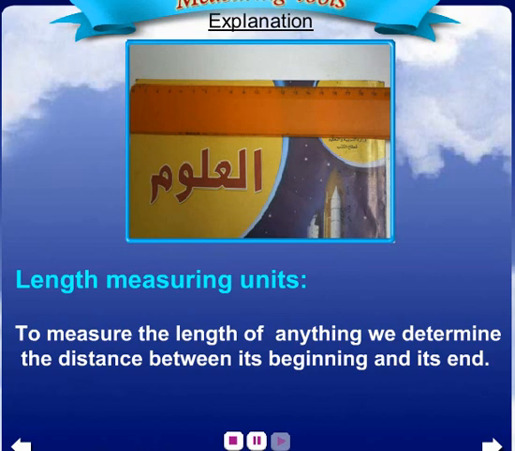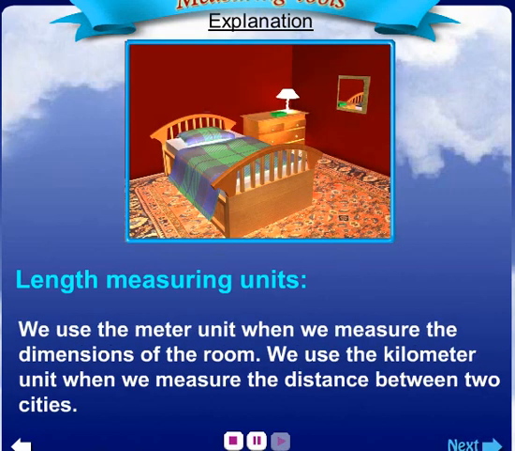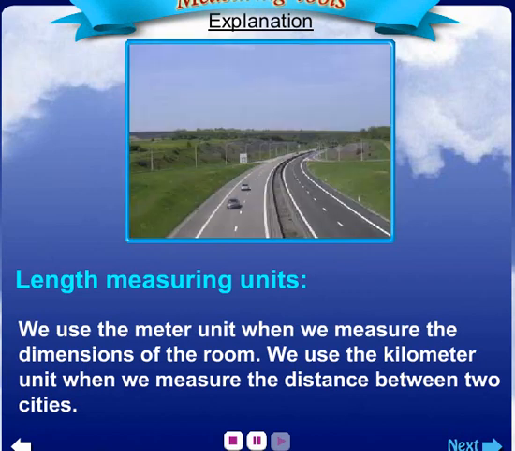Put it on the book and adjust it at the beginning of the scale at one end of the book. Then we read the scale at the other end of the book. We use the meter unit when we measure the dimensions of the room. We use the kilometer unit when we measure the distance between two cities.